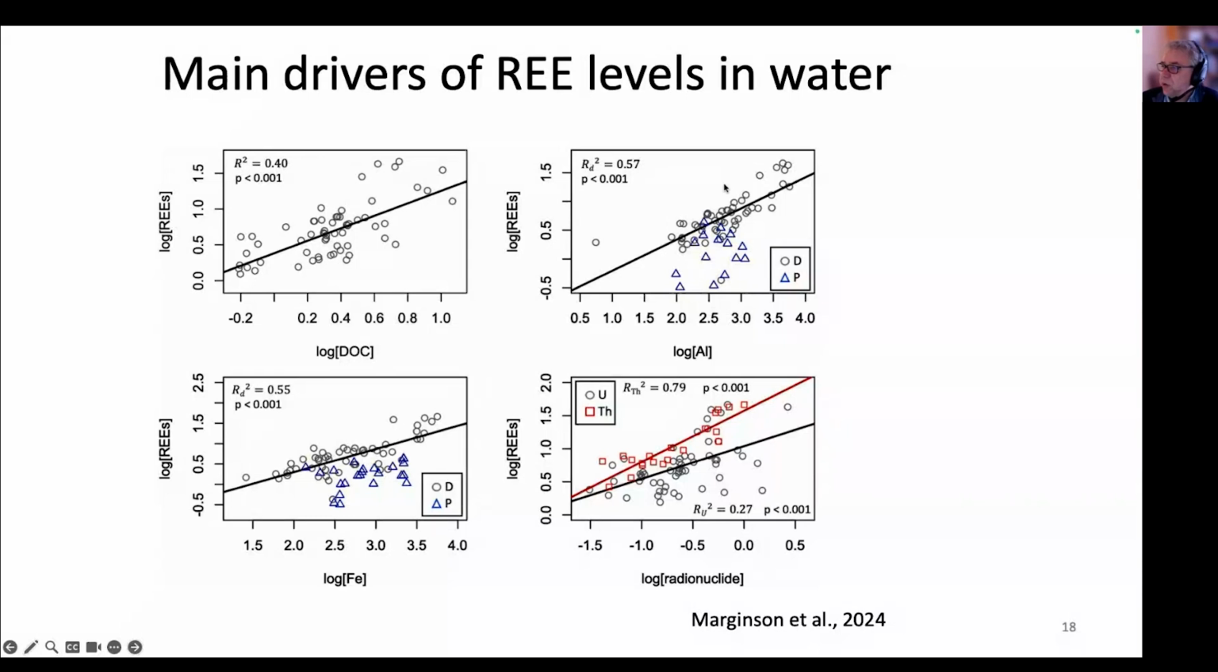Usually we think that there's an association with aluminosilicates in the water, with iron oxyhydroxides mostly in the colloidal phase. And so there is a combination between these elements for co-transport, we think. And as we've seen in the last graph, there's also a correlation with the radionuclides. So you have in gray the uranium trend and in red the thorium trend there.